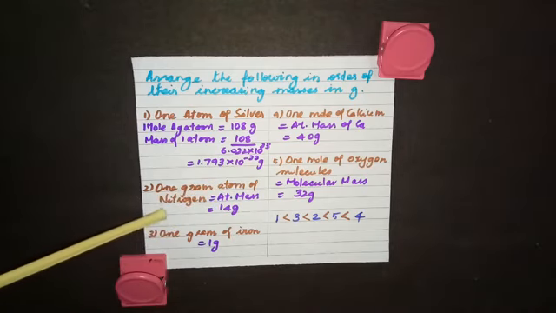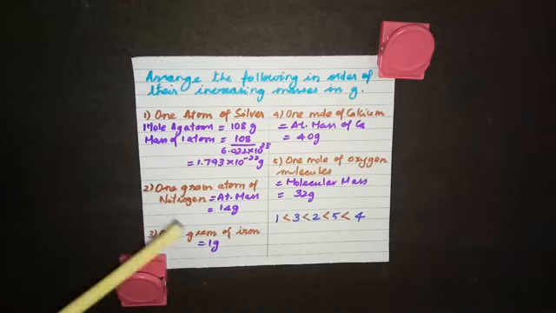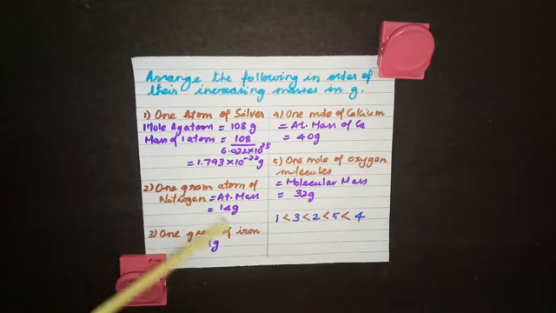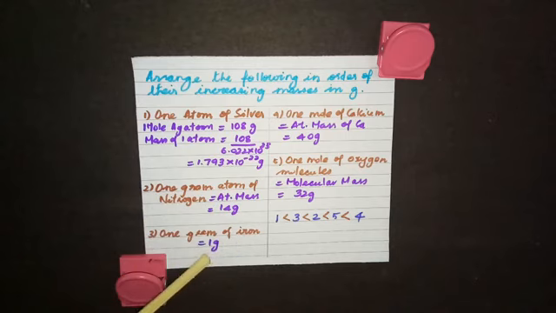So 1 gram atom of nitrogen. You know 1 gram atom of nitrogen will be having a mass equal to its atomic mass. So what is the atomic mass of nitrogen? 14 gram. So 1 gram atom of nitrogen is equal to 14 gram. Next one is 1 gram of iron. Already it is given in grams. So the mass of this question given is 1 gram.